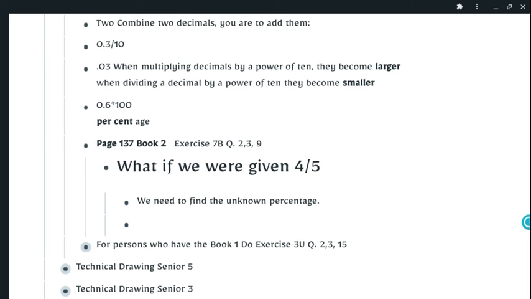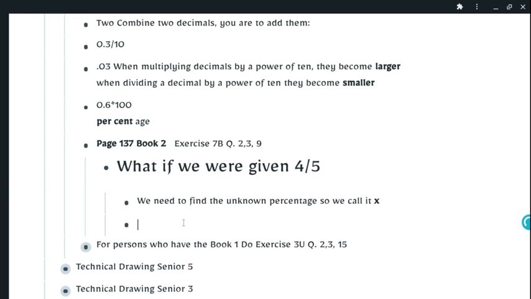Yes, sir. But what if now we're given a fraction, just 4 divided by 5, and you need to find the percentage equivalent to that. Let's go to the steps. The first thing you need to understand is that that percentage is unknown. So we call it X. Any random letter, but in math, we'd like to use X.